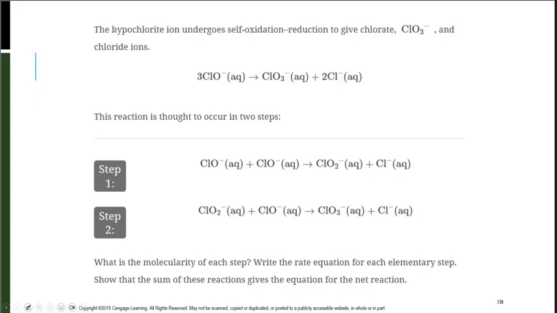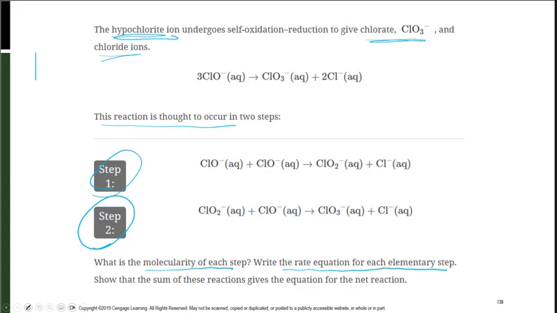Let's look at this example. Hypochlorite ion undergoes self-oxidation reduction to give chlorate and chloride ions. We think the reaction is going to occur in 2 steps, step 1 and step 2. What is the molecularity of each step? Write the rate equation for each elementary step. Show that the sum of these reactions gives the equation for the net reaction. See if you can set that up.